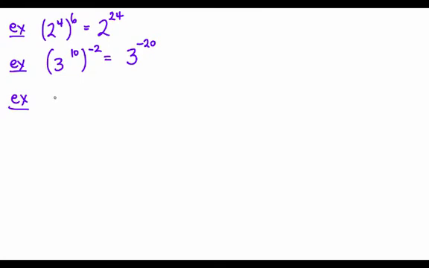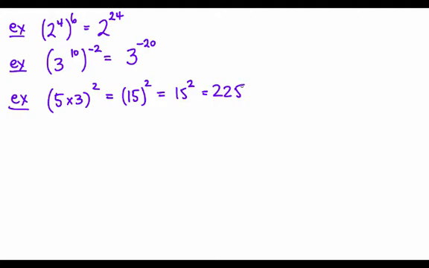If I have 5 times 3 all squared, there's a couple of different ways you can do this. If you follow BEDMAS, you'll do 5 times 3, you'll get 15, and then square that, and 15 squared, notice that one isn't too big a number, is 225. We could write that out if we wanted to.